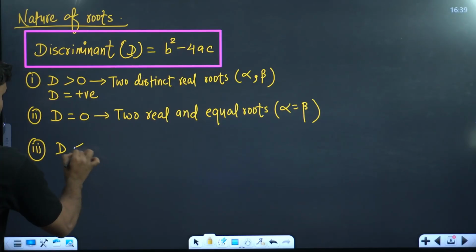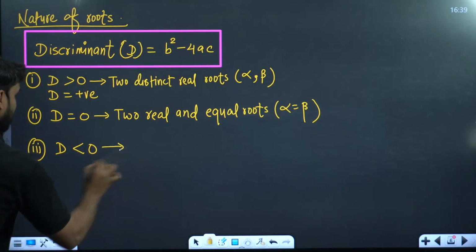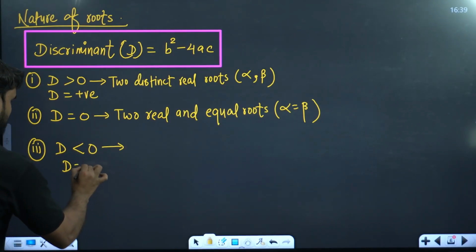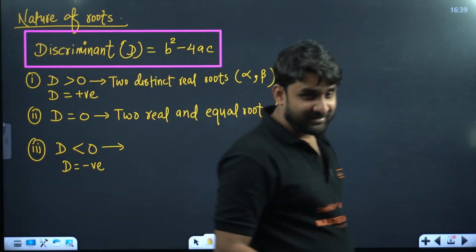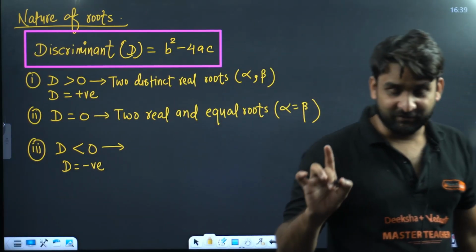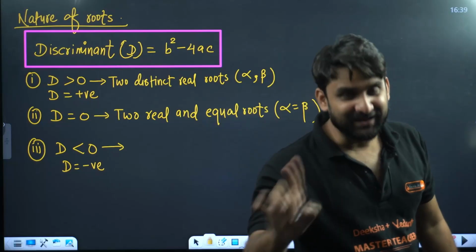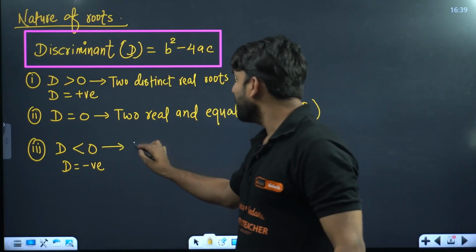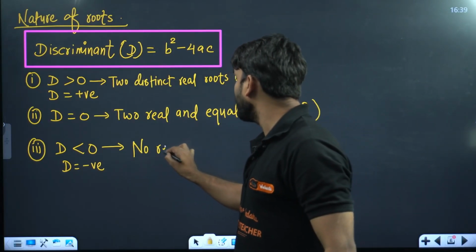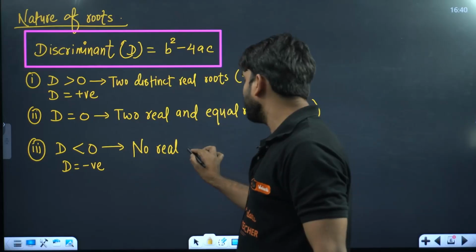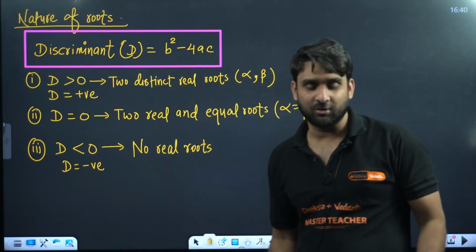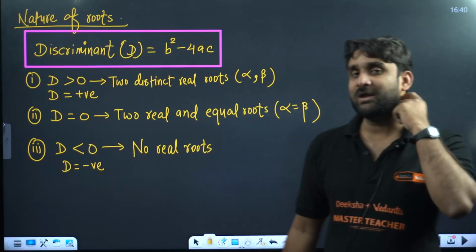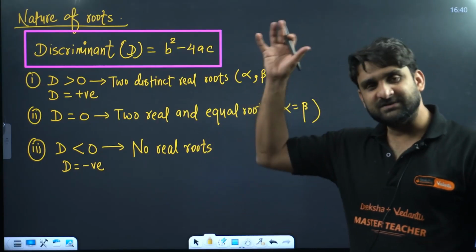D is less than 0. If D is negative, it implies that the given quadratic equation will not have any real roots. So there will be no real roots. You cannot solve such a quadratic equation by simple method. For such quadratic equations, there is a complex methodology. You will be studying those things in senior classes.